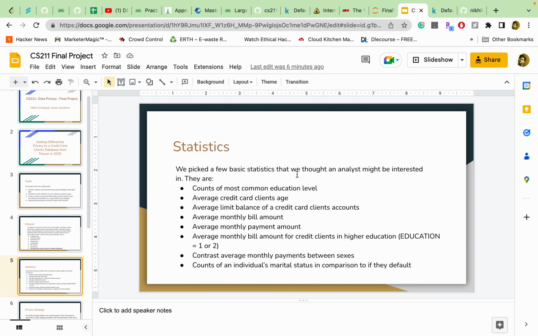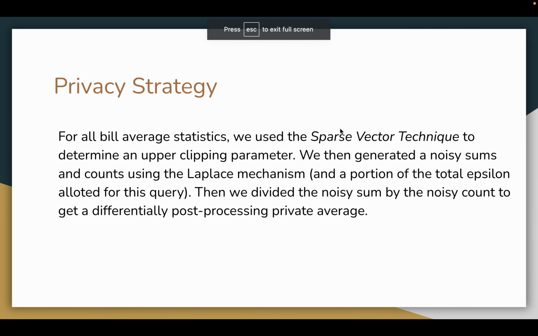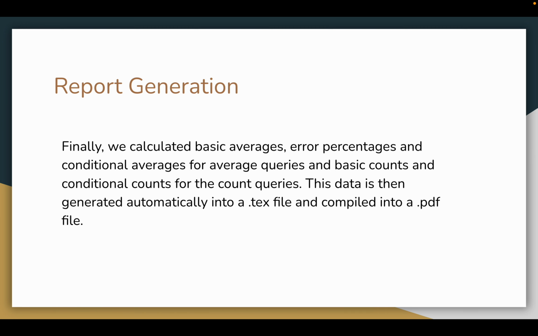Yeah. So as you see, the privacy strategy: we use the sparse vector technique to determine the upper clipping parameter, and from that we found the noisy sums and counts, and we used the Laplace mechanism to find the averages and the counts of the statistics in the dataset. And finally we will see the report generation.